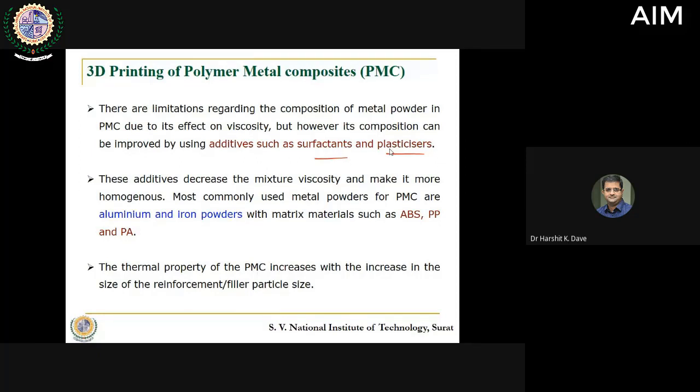homogeneous. Most types of metal powders which have been reported in the last few years are aluminum or iron based powders, and usually the matrix materials ABS, polypropylene and polyamide are used with these metal powders. It is possible to provide better thermal properties to the polymer matrix composite.